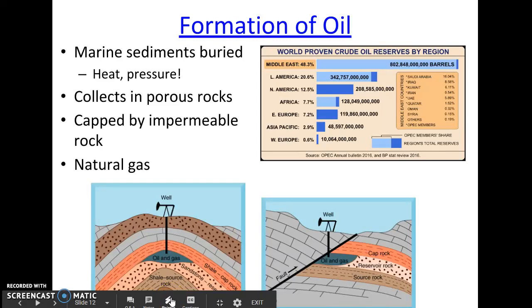Okay guys, this is fossil fuels number 2. Here we're going to focus on oil, natural gas, and some alternatives. So this is about where we left off last time.